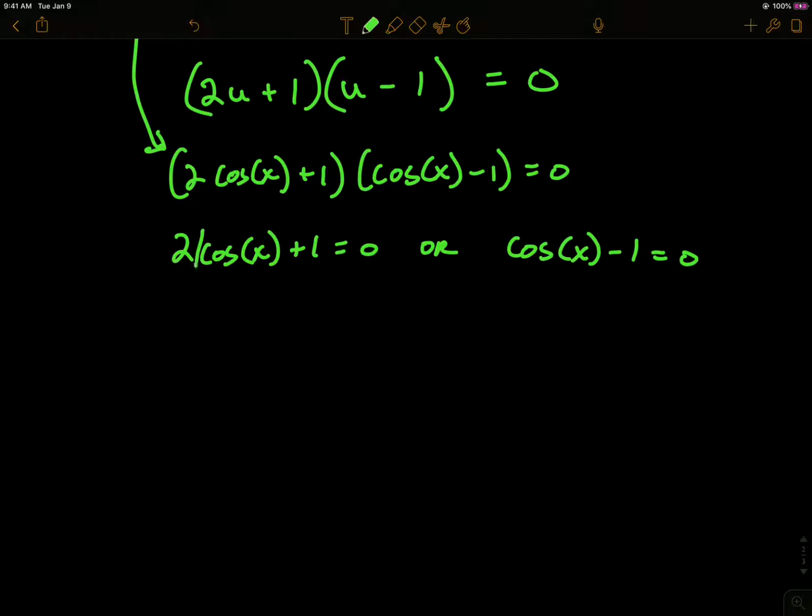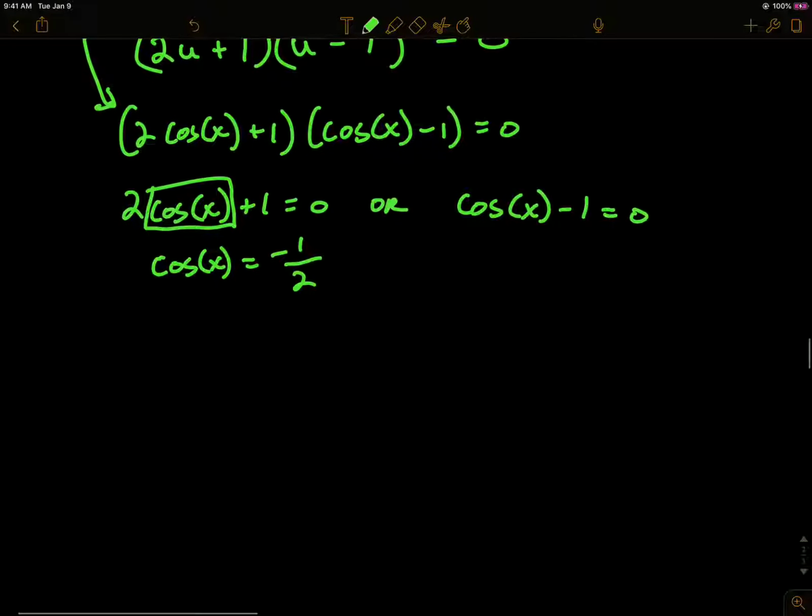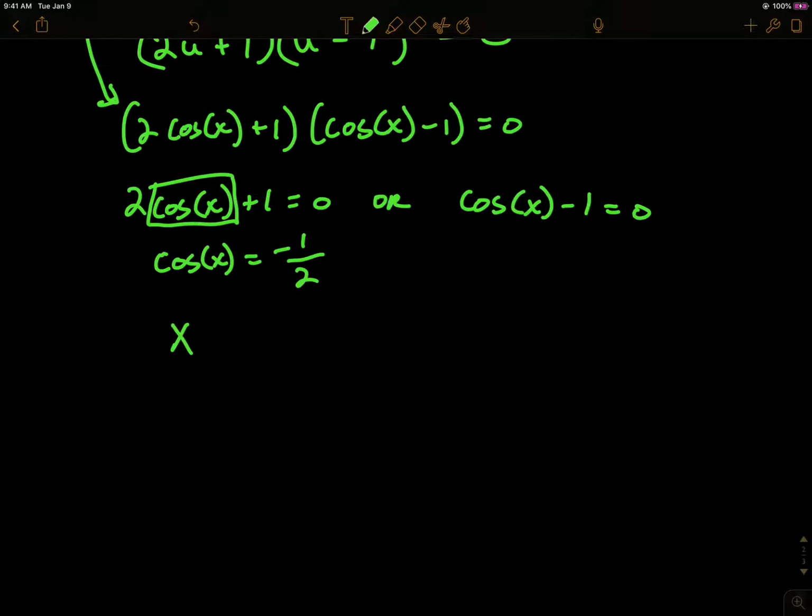So now I'm back to just getting this cosine by itself. If I subtract 1 and divide by 2, I'll get cosine of x equals negative 1/2. So where is cosine negative 1/2? I'm not going to draw the picture for you. You should pause the video here and see if you can figure this out without me. Okay, welcome back. The angle where cosine is negative 1/2 is going to happen at 120 degrees and also 240 degrees.